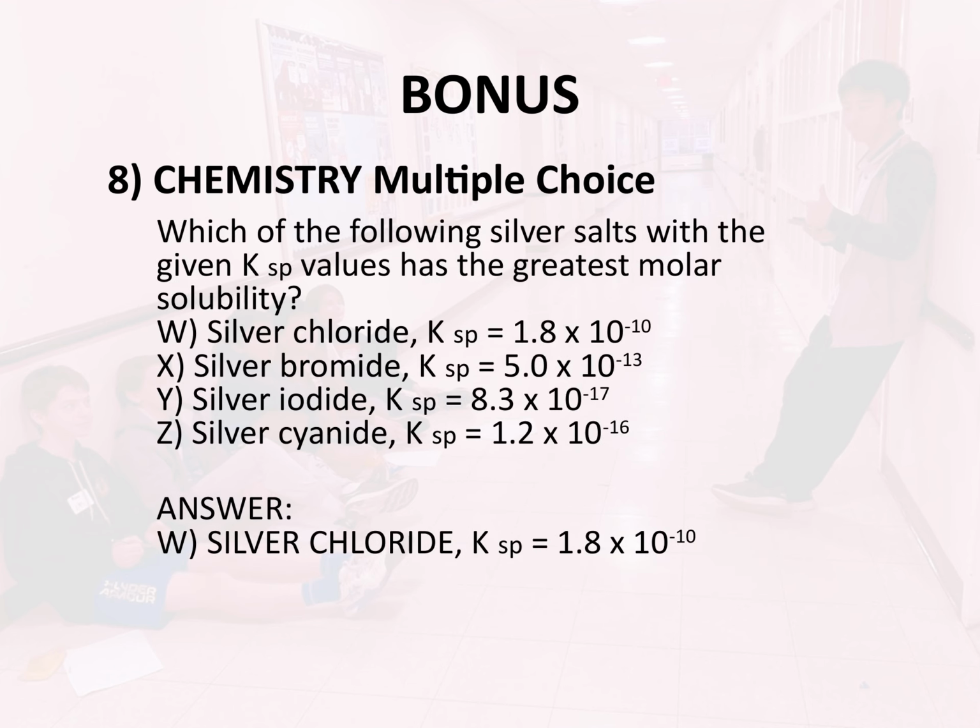Answer. W. Silver chloride, Ksp equals 1.8 times 10 to the power of negative 10.